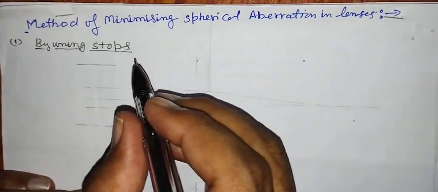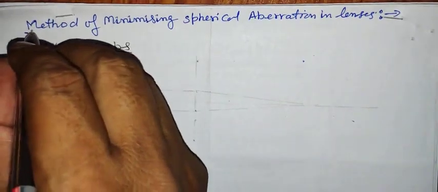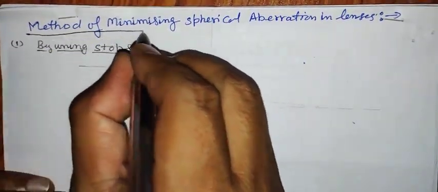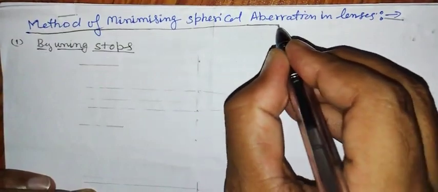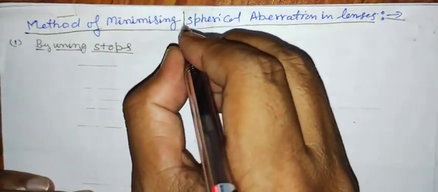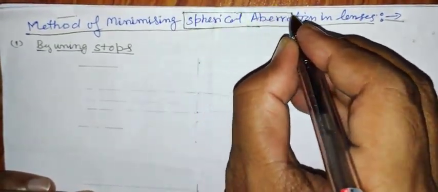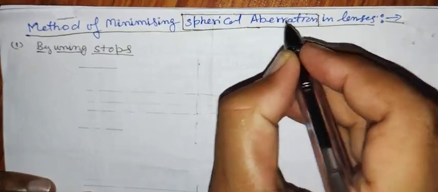Hello everyone. Today's topic is the methods of minimizing spherical aberration in lenses. We already know spherical aberration. If you want to see it, you can see my video in which it is clearly explained.